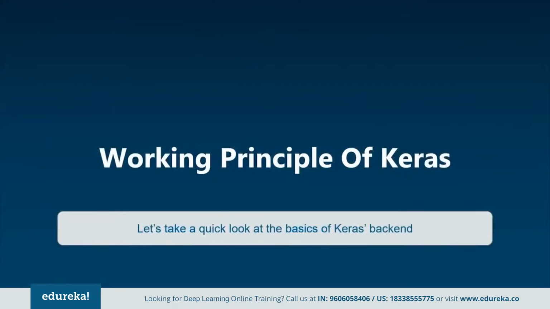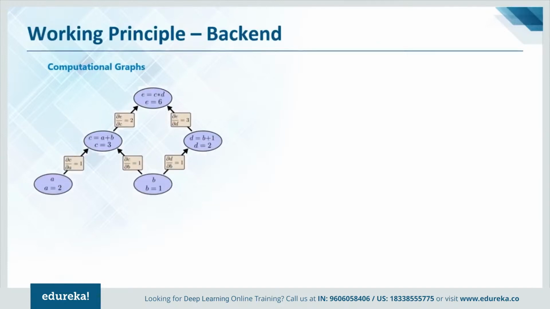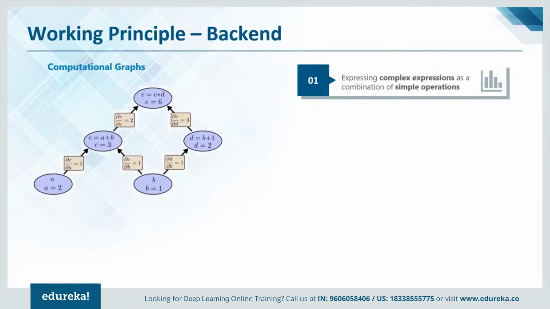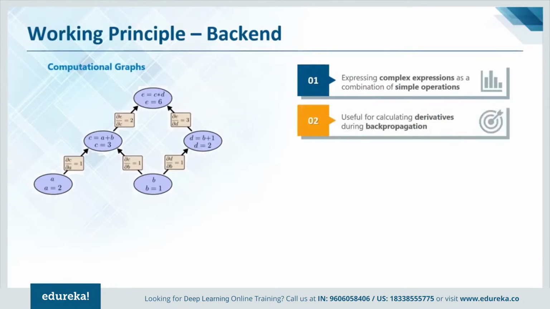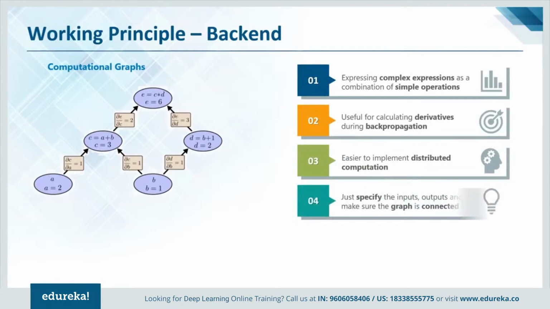So let's check out a computation graph. Here is an example for you guys. Just before decoding and working our way through the graph, let's look at the features. So guys, do note that computational graphs are used for expressing a complex expression as a combination of simple operations for Keras to work with. It is mainly useful for calculating the derivatives during the phase of backpropagation, and hence it makes it easier to implement distributed computing on the whole. So all it takes is to specify the inputs, outputs, and to make sure that the graph is connected throughout. I hope you guys know what a connected graph is.